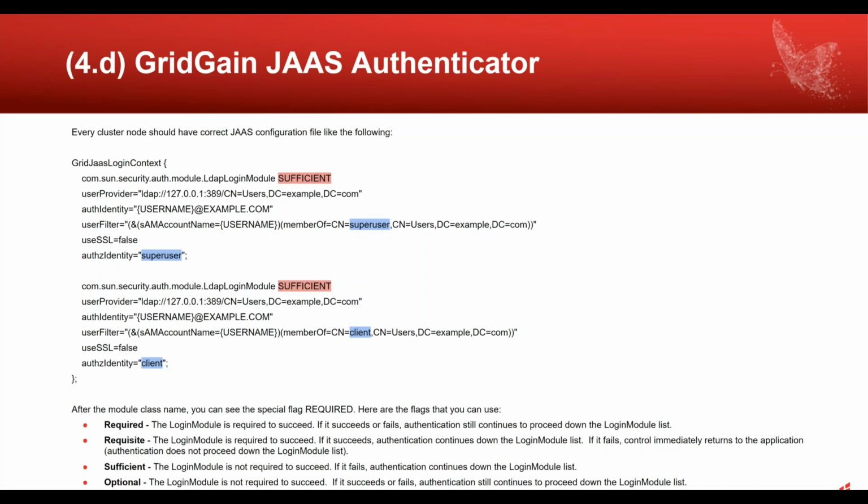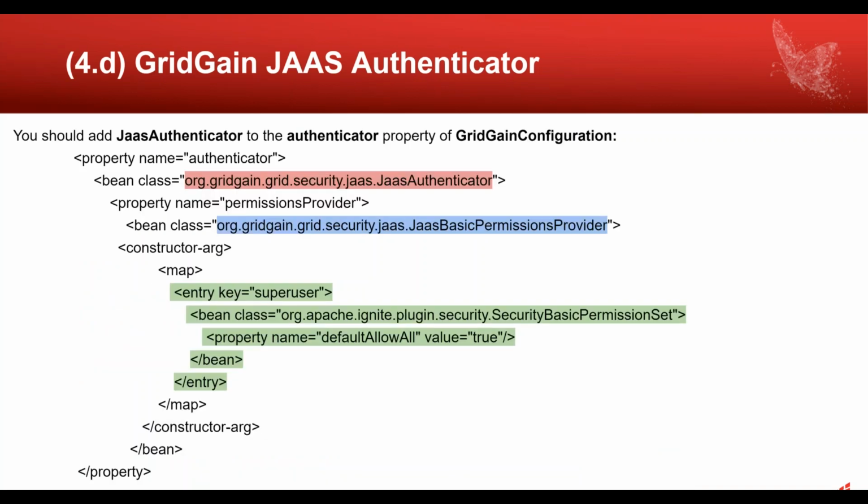Okay, let's go to the next slide. On this slide you can see how it should be configured in configuration. It should be done like you did it for the passcode authenticator. So you need to provide the JAAS authenticator to the authenticator property of the GridGain configuration.